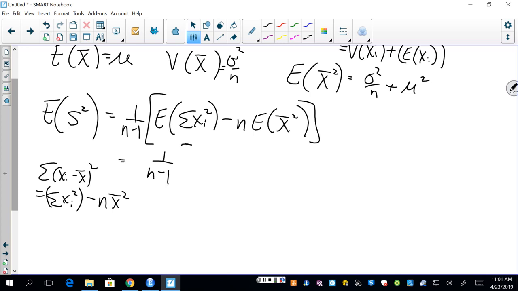Over n minus 1, the expectation of each xi squared is the sigma squared plus mu squared. But there's n of them, each individual has that one, so there's an n times that. And then the average of x bar squared is that thing there. That's why I wrote them out there.